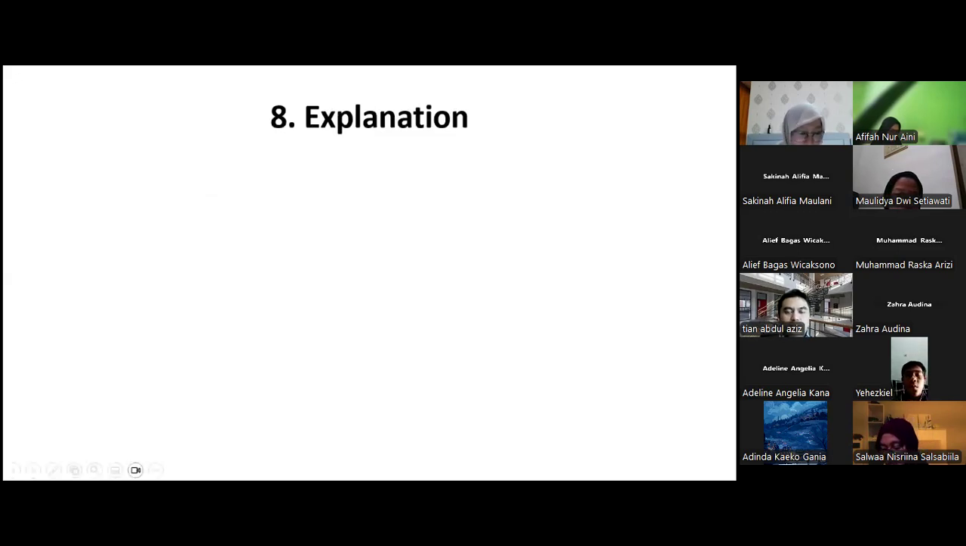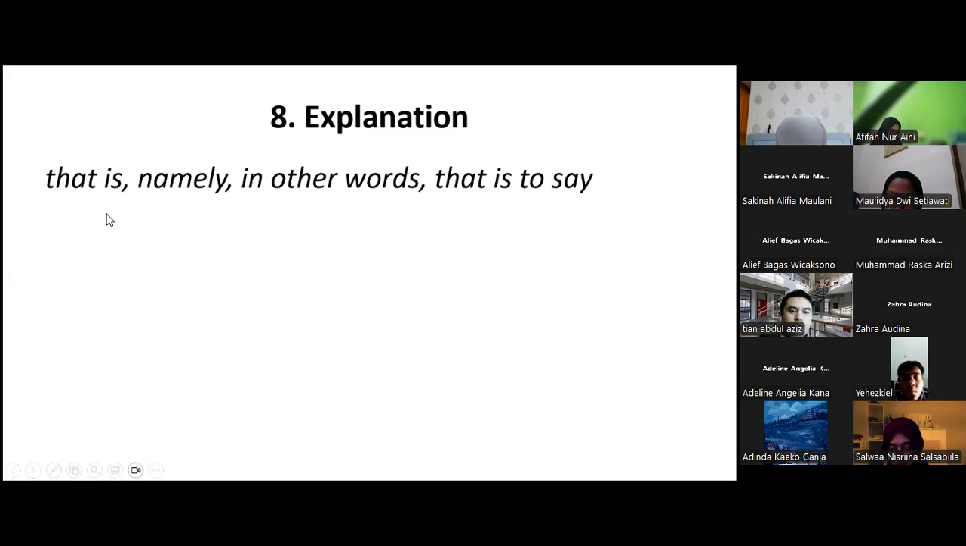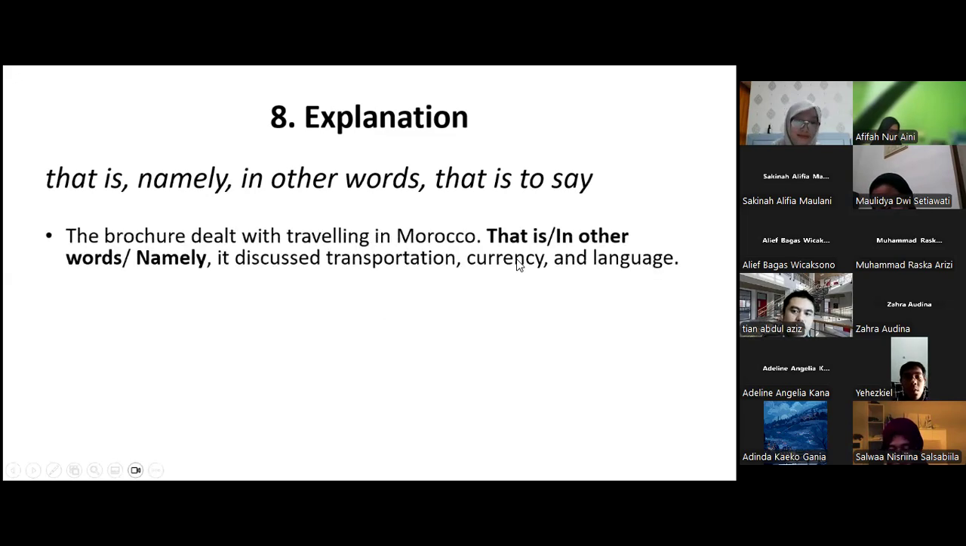Okay, next, connectors about explanation. We use connectors such as that is, namely, in other words, that is to say.